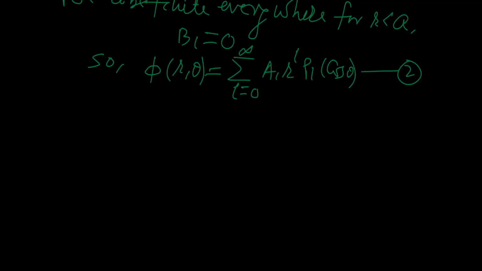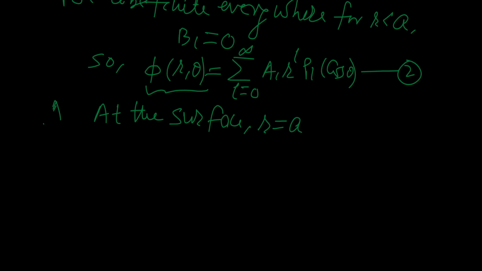Now, in the problem we have given the value of phi at the surface of the sphere. At the surface, what is the value of r? It is simply equal to a, which is the radius of the sphere. So when we write the expression for phi at the surface, we must replace r in our equation by a.